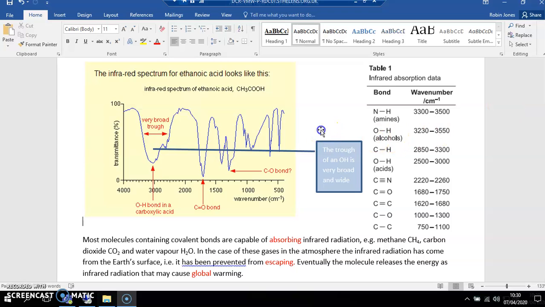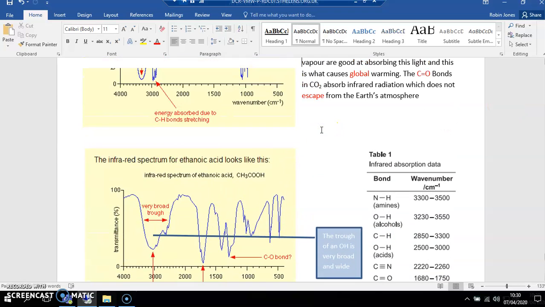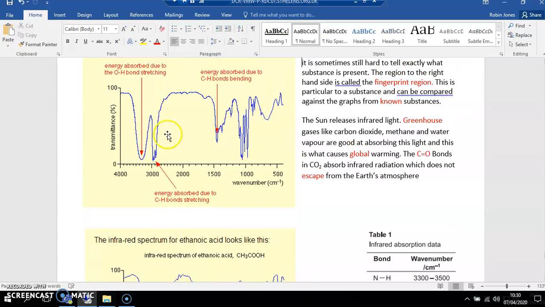So let's have a look at the previous one and check that out against the table. We've got a trough here at around about 3,300, 3,400, reading from right to left. It's quite a broad trough, which means it's quite wide, and that always corresponds to an OH, an alcohol. So a nice wide trough, unlike these sharp ones here, a wide one is an OH, an alcohol, and it's corresponding to around about 3,300, 3,400 wave number. So I think that's an alcohol.